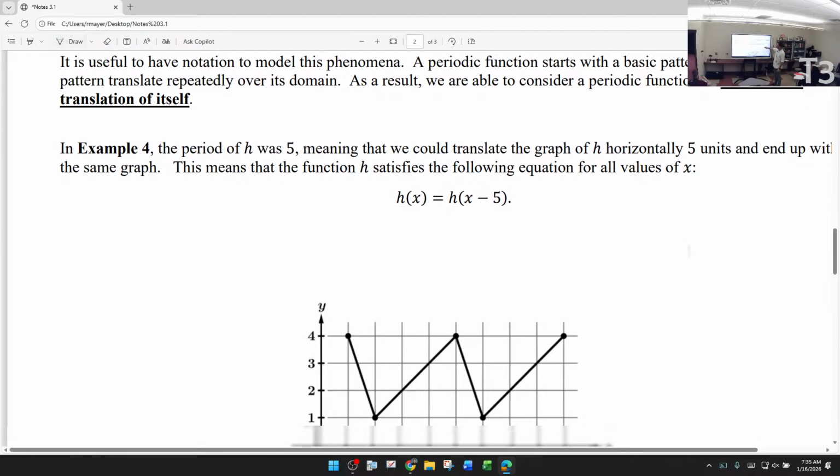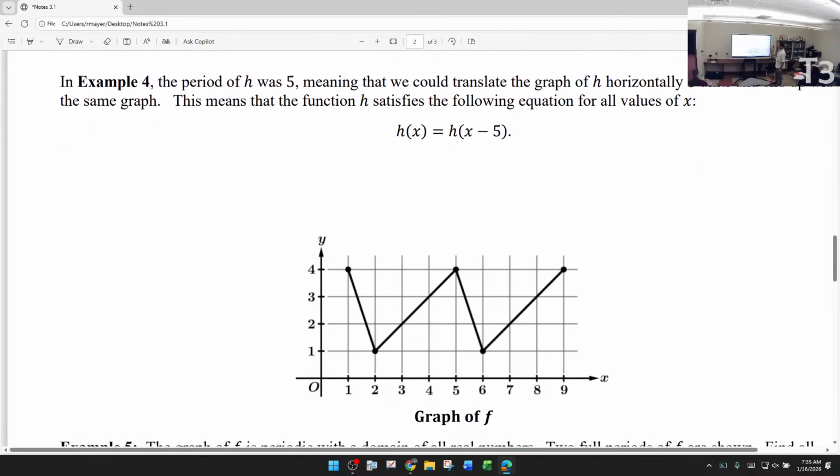In example number 4, the period of h was 5, meaning that we could translate the graph of h horizontally 5 units and end up with the same graph. This means that this function h satisfies the following equation for all values of x. We kind of did that in our head because we subtracted 5 and added 5.